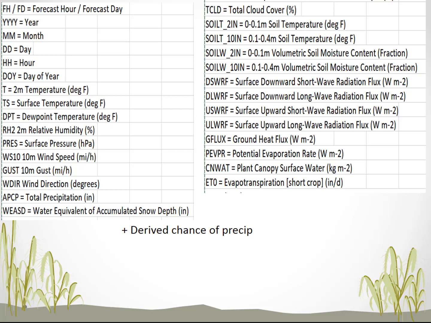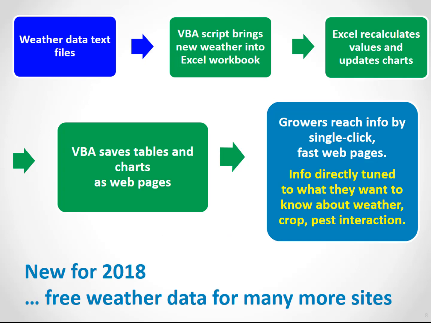Next slide, please. So again, this is how it works. Sean creates these weather data text files. Right now, my vendor sends me those text files, but I pay the vendor. I don't have to pay for Sean's. Once he gets it set up, it just runs, and it doesn't take much computer time or space. The Visual Basic scripts on my end go grab the data and bring it into Excel. Excel crunches the numbers and then automatically creates tables and charts and saves those as web pages. So the growers have direct access to decision support information.